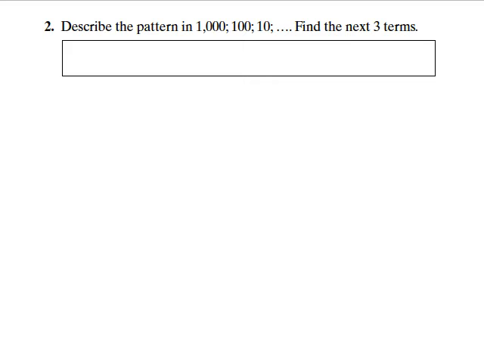Number 2, describe the pattern in 1000, 100, 10. Find the next three terms. Well, when we take a look at 1000 to 100 and 100 to 10, we are actually multiplying by 1/10 repeatedly, or dividing by 10. So we start with 1000 and multiply by 1/10 repeatedly. To find the next three terms, we're going to continue that.